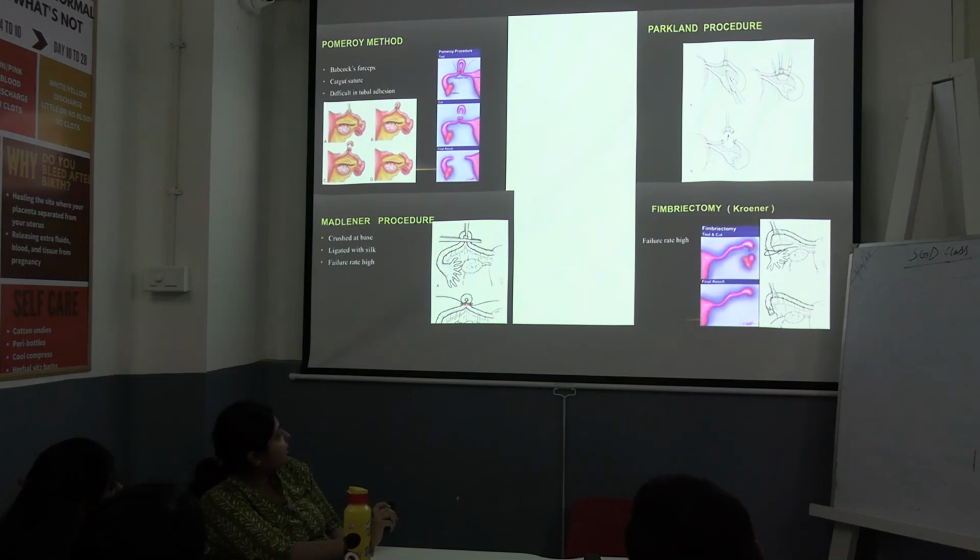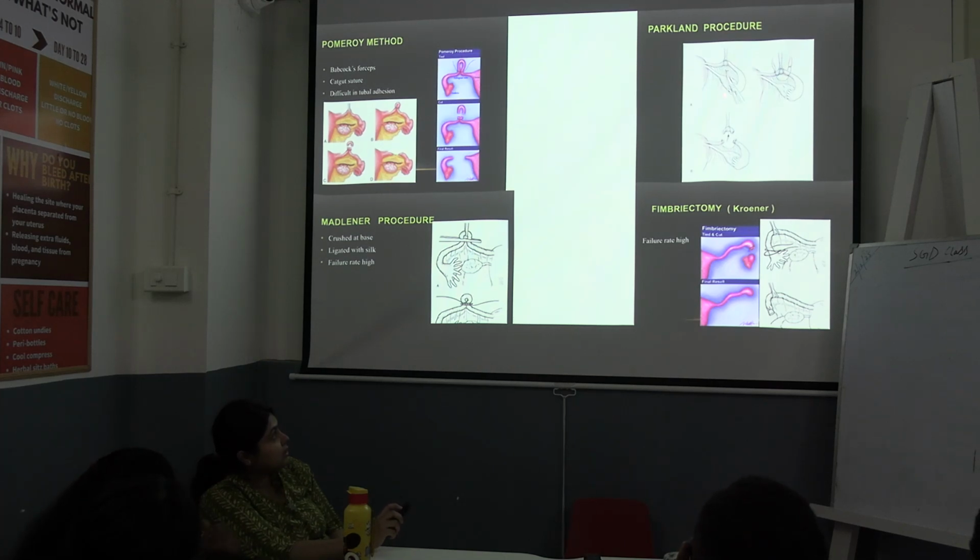But here what happens? We have just crushed the base and ligated. No portion of the tube has been removed. So as a result, the suture might get loose and there might be chances of failure as well. So the Madlener method has a high failure rate.